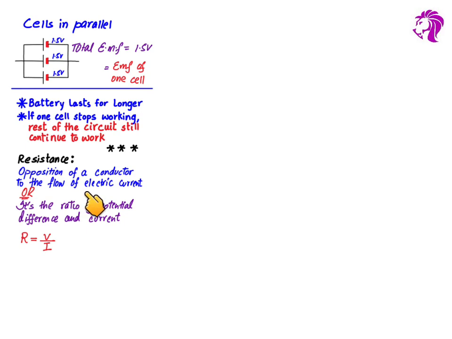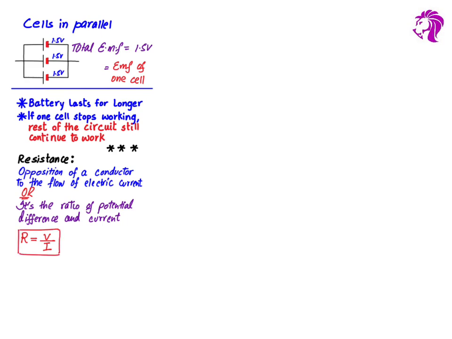Basically you would explain it this way. What is resistance? It is the ratio of potential difference and current. So that means my formula for resistance would be R equals V upon I. Got it? Yes. And then moving further.